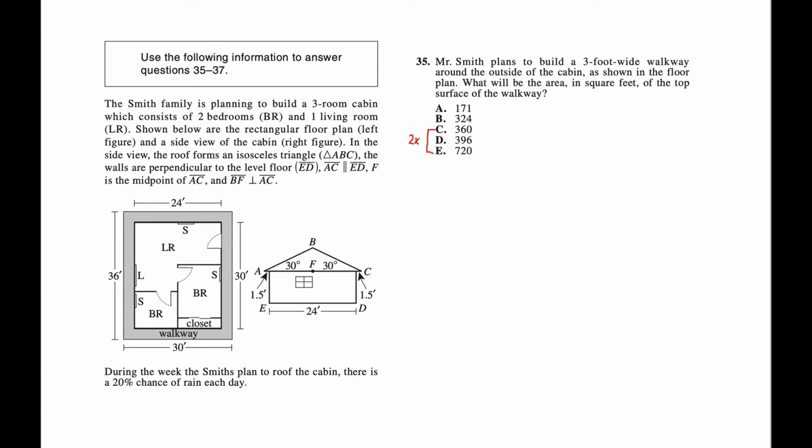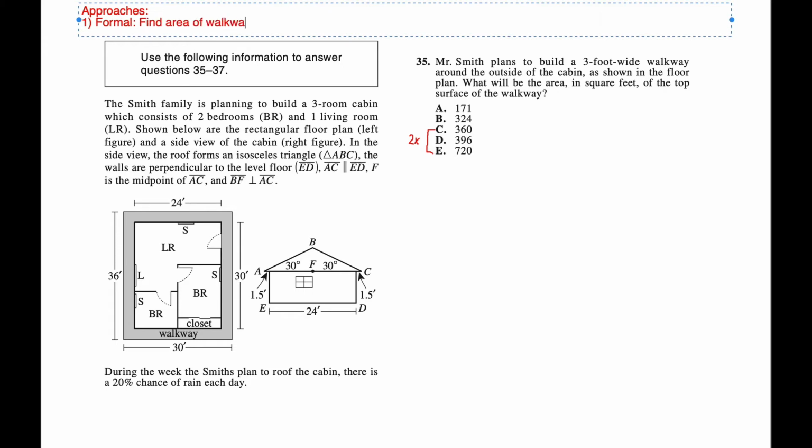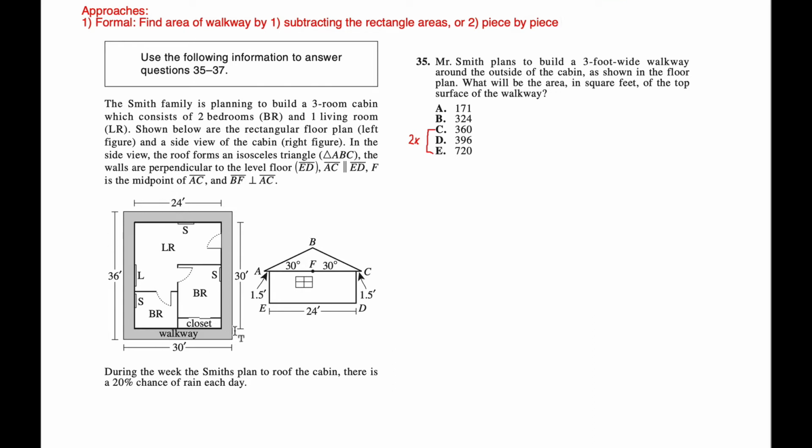So I'm going to write out the approaches that we can take on this question, and they're both more formal. So approaches, formal, and they are find the area of the walkway by either 1, subtracting the rectangle areas, or 2, by basically finding it piece by piece, the area of this walkway. And I'm going to just move this over here.